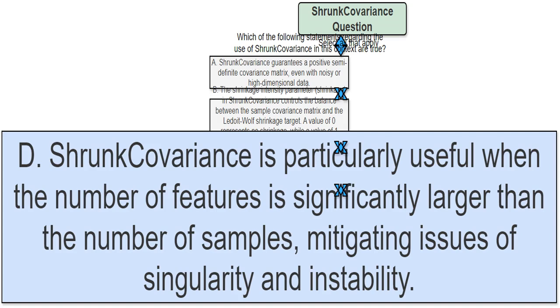The power of ShrunkCovariance really shines when you have many more variables than data points. In these high-dimensional scenarios, standard methods often create unstable or singular, non-invertible, covariance matrices, causing problems in analyses. ShrunkCovariance neatly avoids these pitfalls.